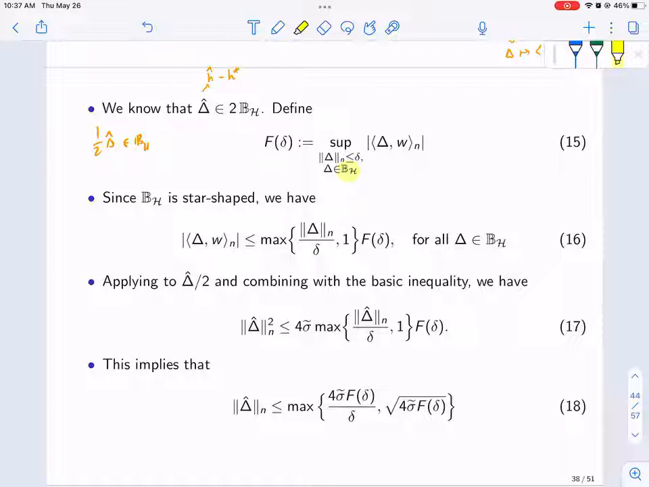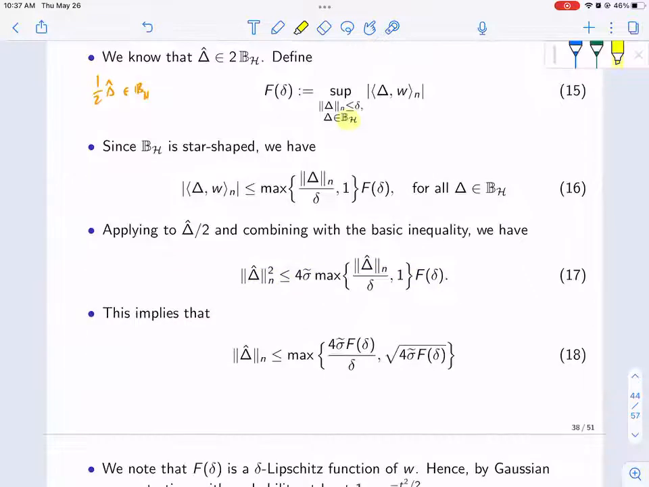Then I know that delta hat over 2 belongs to the ball. So I can apply this equation, or sorry, this inequality to delta hat over 2. And what I get is this divided by basically 4, and I multiply both sides by 4, so I get some equation like that. Okay, and then from this, I conclude a result like this.